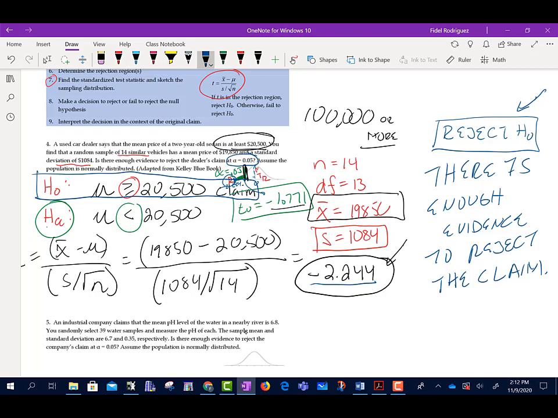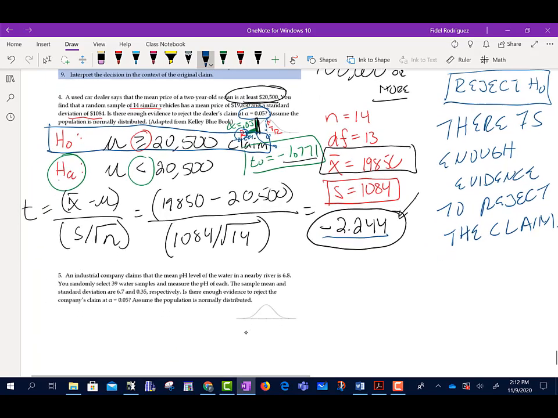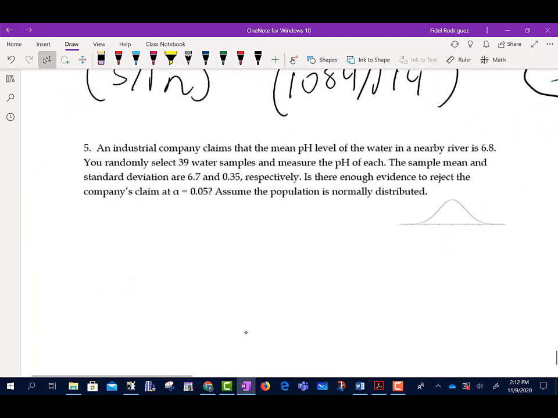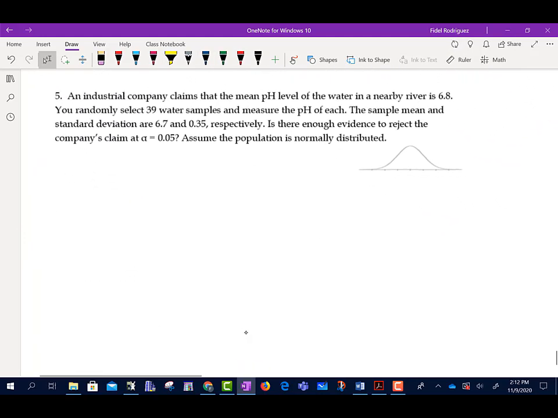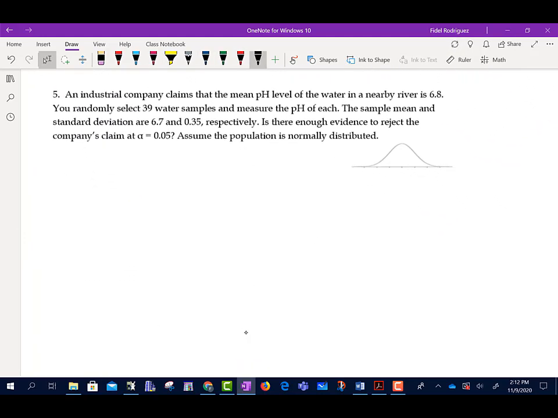And we're done. Look, there's another one, number 5. Let me zoom in on this one and we'll do it the same way. Let's start reading it. It says, an industrial company claims that the mean pH level of water in a nearby river is 6.8. I'm going to stop right there.